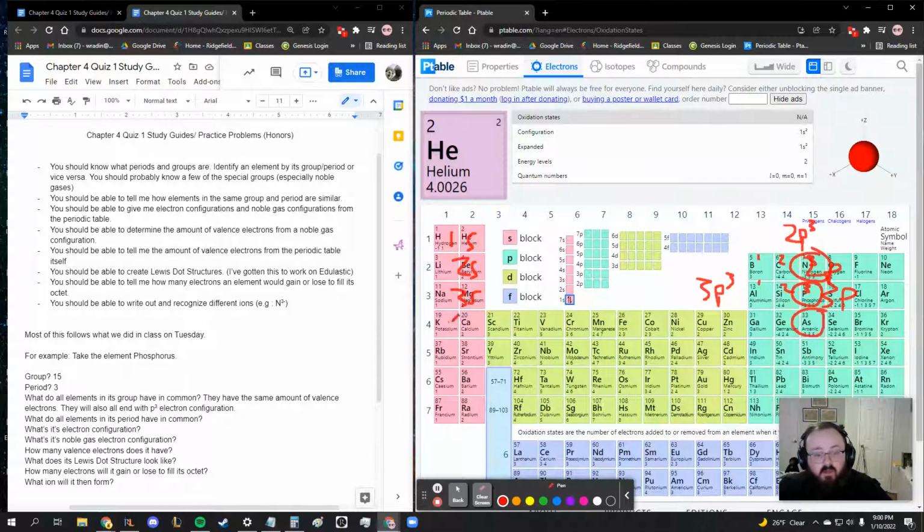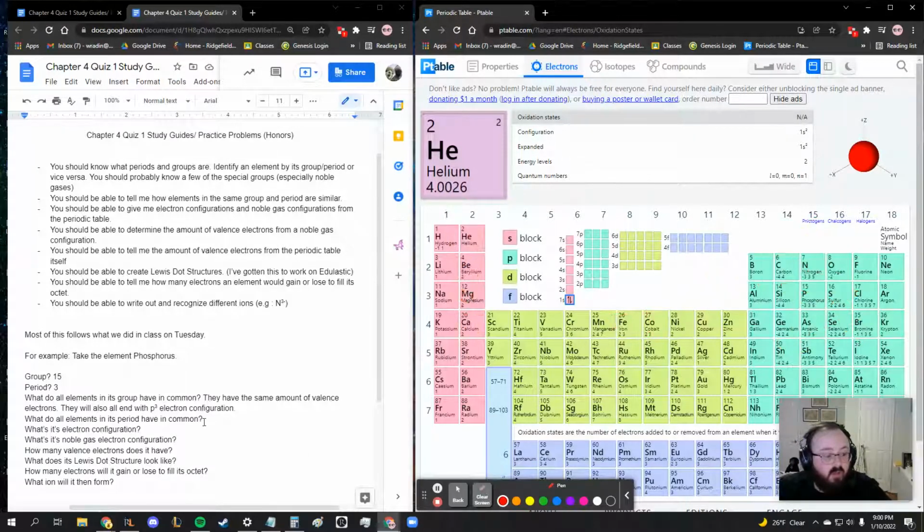Arsenic down here would have, here's our 4s, our 3d, and our 4p. So this would have 4p3. And this and the valence electrons go hand in hand. They're both true, and they both lead to the same results.